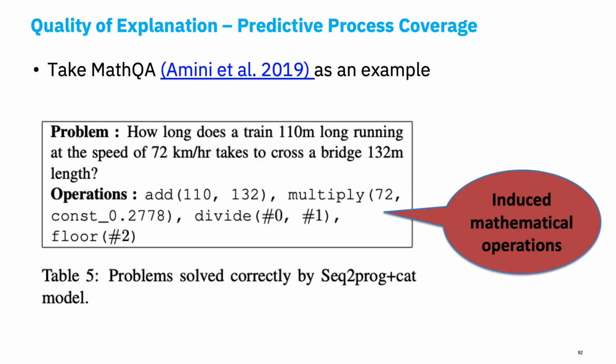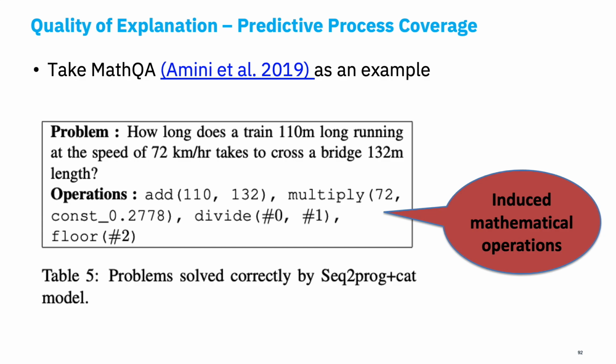Take MathQA as an example. MathQA tries to solve the problem that, given a math question expressed in natural language, derive the sequence of mathematical operations or program to get the final answer. For example, if the math problem is: how long does a train 110 meters long, running at the speed of 72 kilometers per hour, take to cross a bridge 132 meters in length?